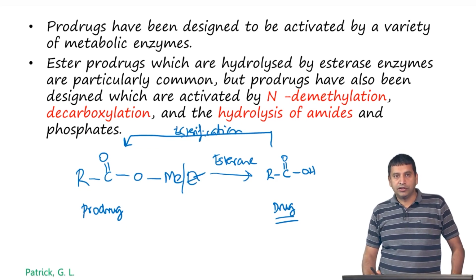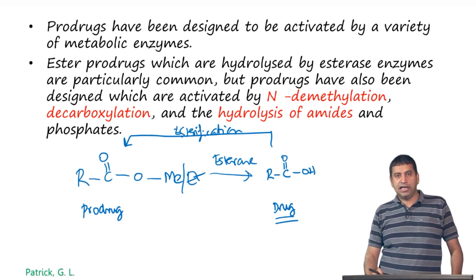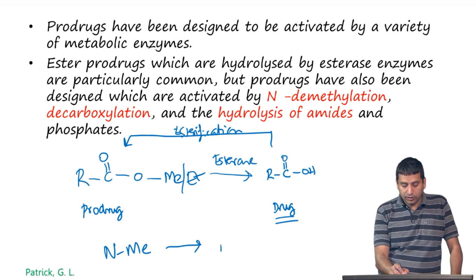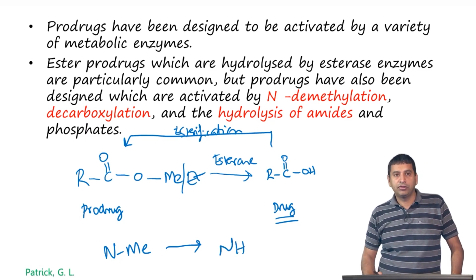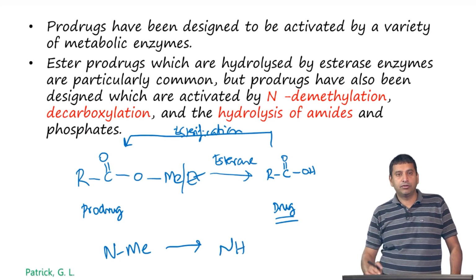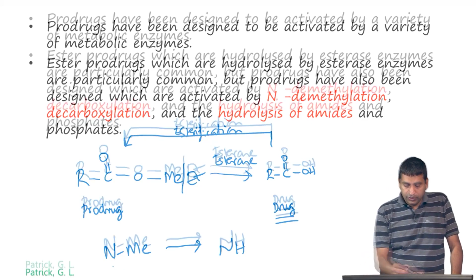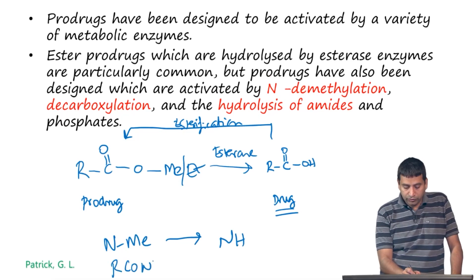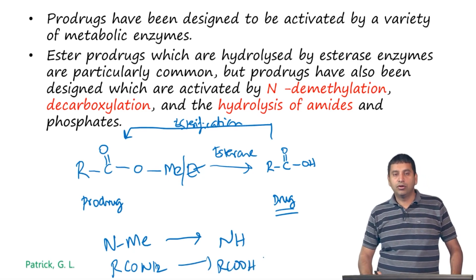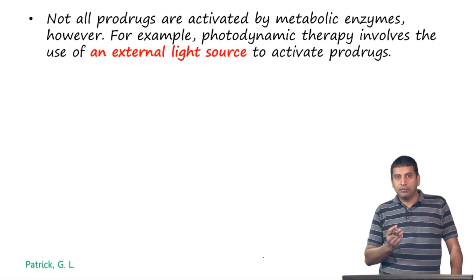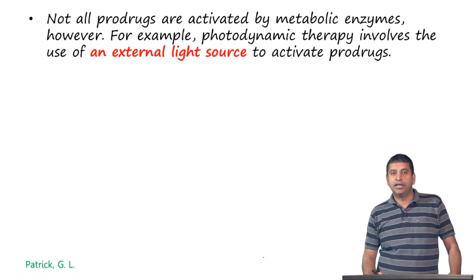This is a very straightforward example, but you can also have other examples such as N-demethylation, where an N-methyl group, which we have already looked at, can be demethylated to form NH. You can also have decarboxylation, as in the case of L-dopa, and hydrolysis of amides. When you have amides, you can have hydrolysis, which is basically RCONH2 forming RCOOH, and so on and so forth. All of these can be used, and of course, phosphates can also be hydrolyzed to give you the corresponding hydrolyzed derivative.